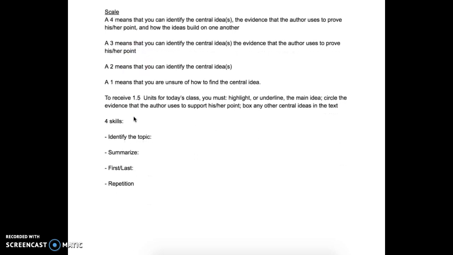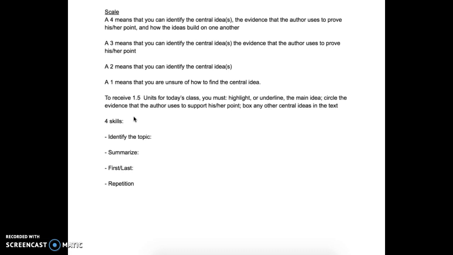A 4 means that you can identify central ideas, the evidence that the author uses to prove his or her point, and how the ideas build on one another. A 3 means that you can identify the central ideas and the evidence that the author uses to prove his or her point. A 2 means that I can tell that you're identifying the central ideas, but not really showing evidence. A 1 means that you are unsure of how to find the central idea.